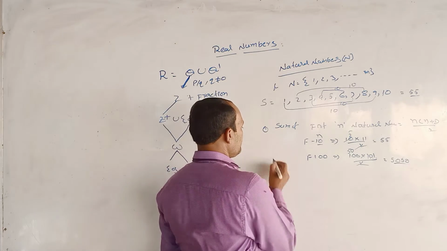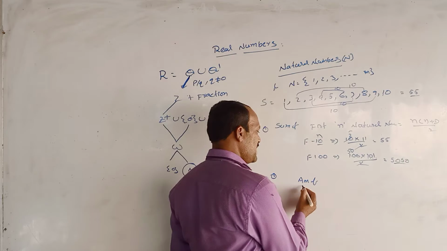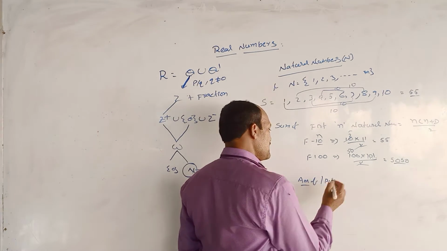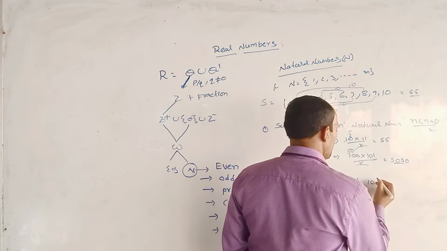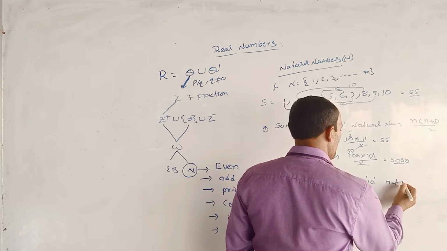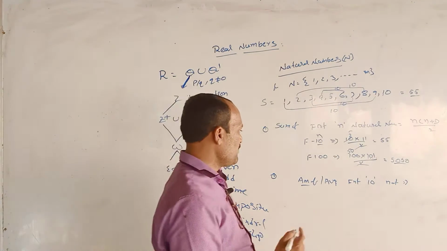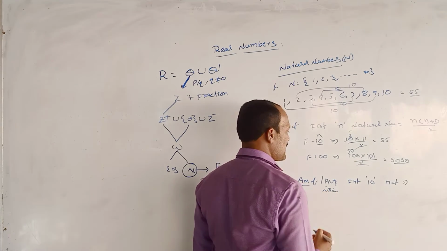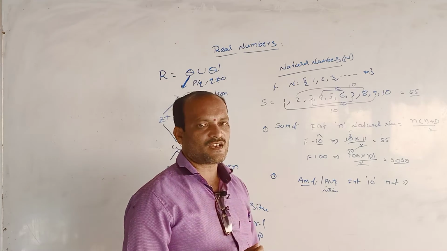So this is a very easy process. Next, AM. AM means arithmetic mean or average. Average of the first 10 natural numbers. Average means సగటు. సగటు ఎంత? మొదటి 10 సహజ సంఖ్యల సగటు ఎంత?